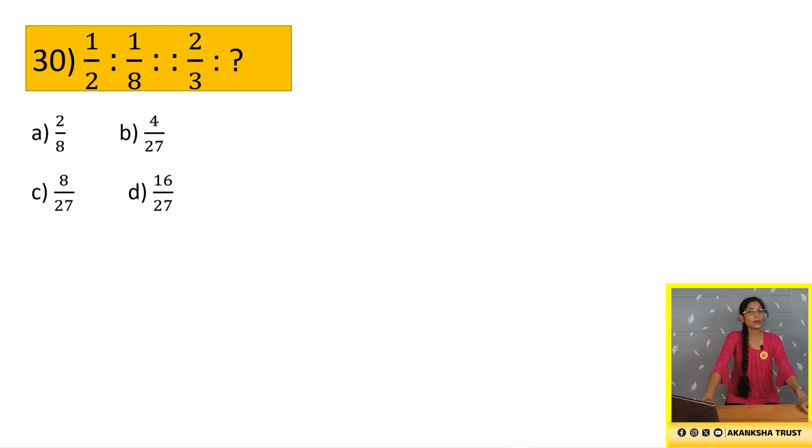30th question. 1 by 2, 1 by 8 is the first set. Then the second part is 2 by 3 and the question mark. Of course, the four options are also fractions. See, 1 by 2 and 1 by 8, how can we relate? Before that, see the denominators 2 and 8. How can we relate 2 and 8? 2 cube is 8, isn't it? So the same relation we apply to the numerator. 1 cube is equal to 1 itself.